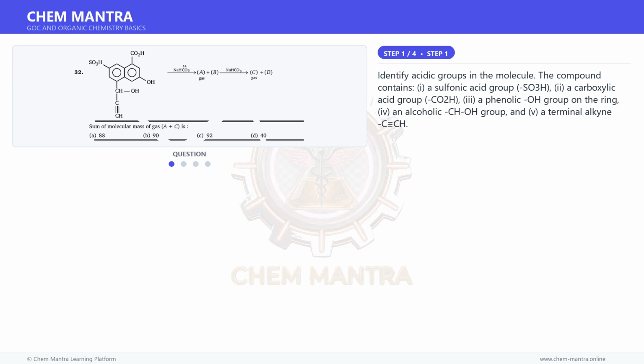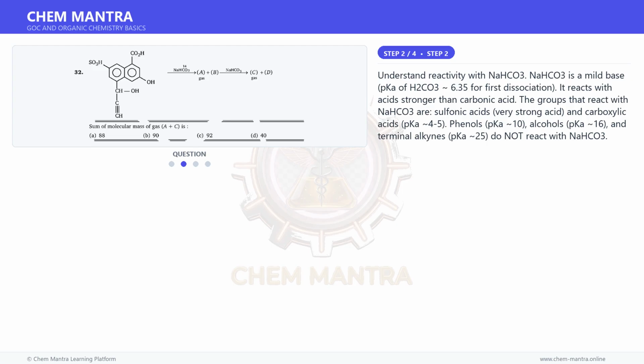The compound contains: 1, a sulfonic acid group, SO3H; 2, a carboxylic acid group, CO2H; 3, a phenolic OH group on the ring; 4, an alcoholic OH group; and 5, a terminal alkyne, C≡CH. Moving on to the next step.